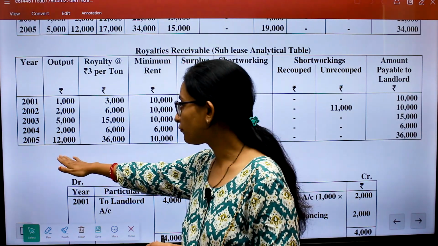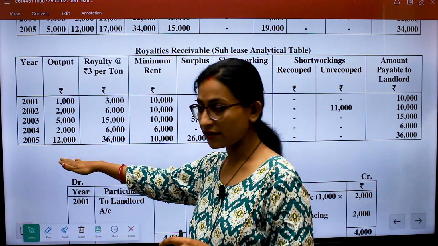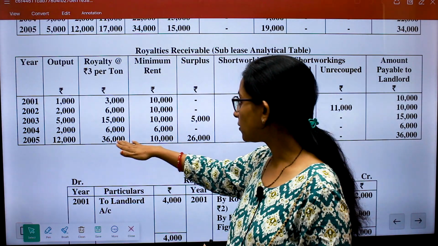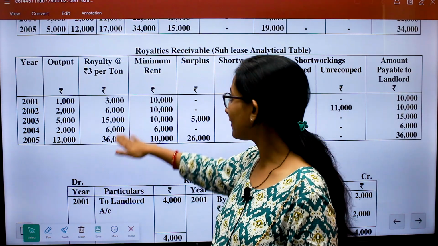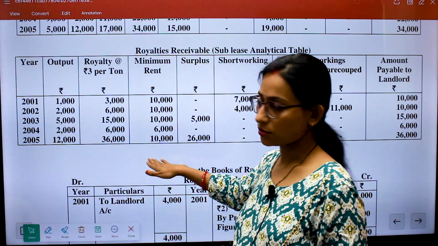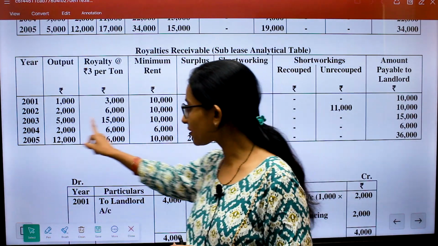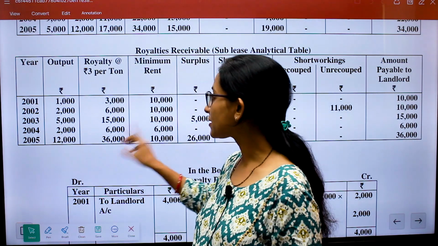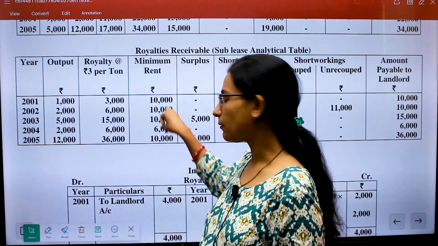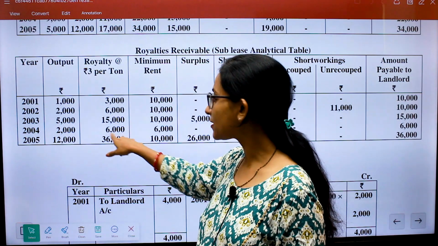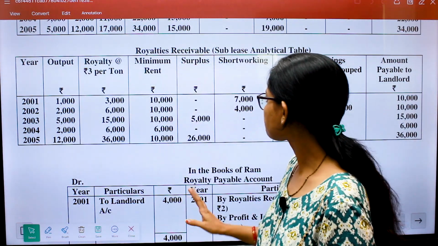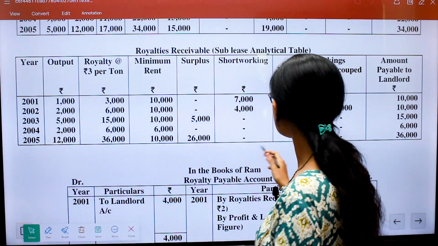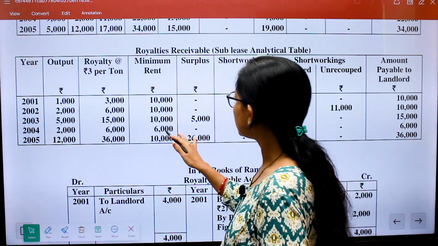In the fifth year, meaning 2005, there is 12,000. When we multiply by 3, we will get 36,000, and the minimum rent is 10,000. So for that particular strike period only, we will consider royalty the same as minimum rent. Meaning if royalty earned is 6,000, then minimum rent is also 6,000. Okay. Now we will analyze this table with the help of this data.